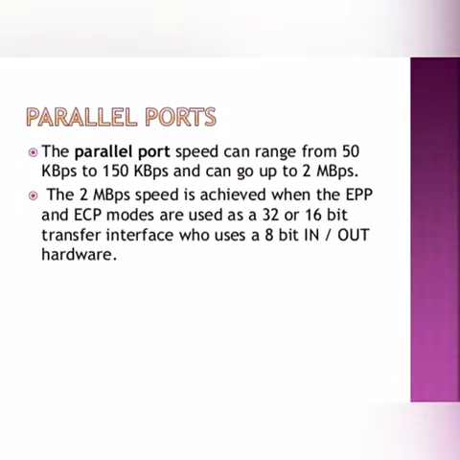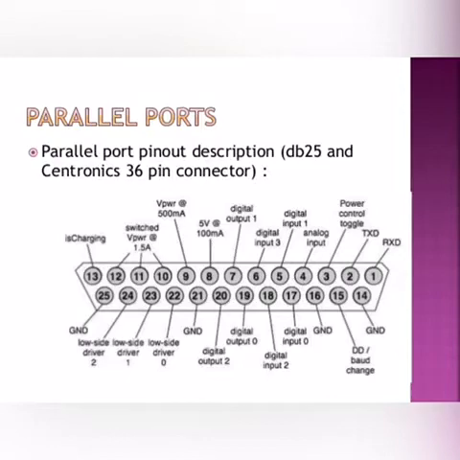The parallel port speed can range from 50 kbps to 150 kbps and can go up to 2 Mbps, which is megabits per second. The 2 Mbps speed is achieved when the EPP and ECP modes are used as a 32 or 16-bit transfer interface using 8-bit in and out hardware. Here's a parallel port diagram for you. Parallel port pinout description is DB25 and Centronics 36 pin connector, as you can see in the picture.